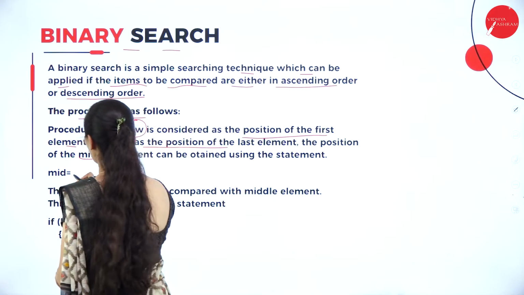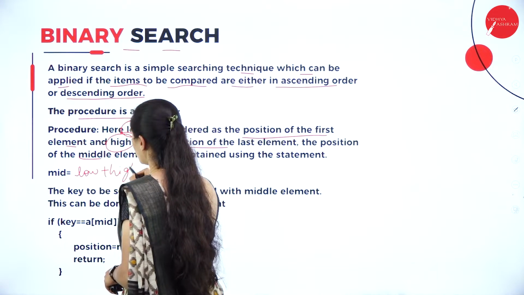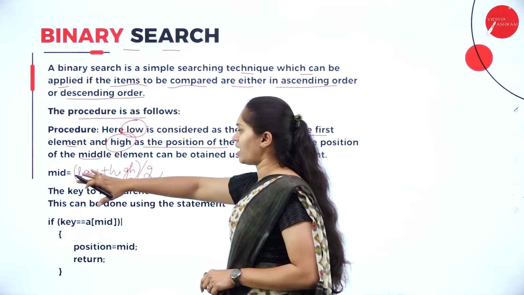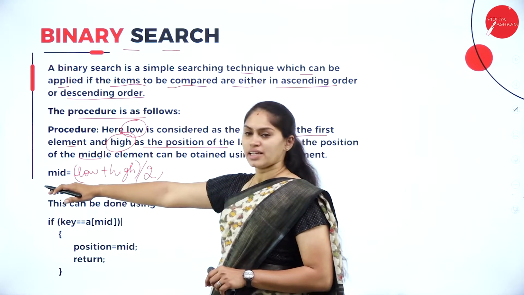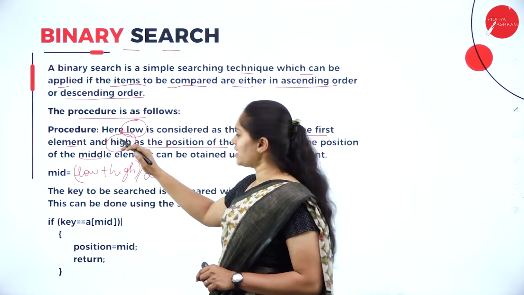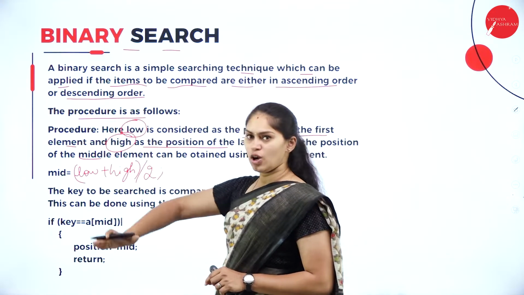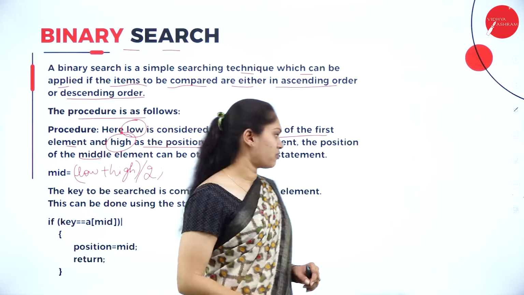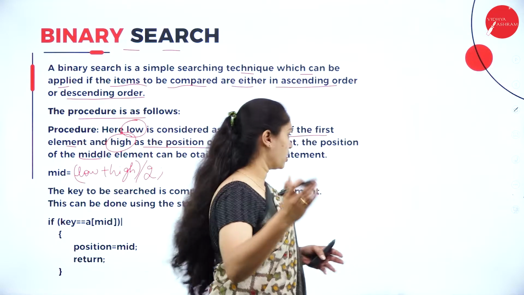For that we have a formula: low plus high, whole divided by 2. This is the formula to find the middle of an element. If I want the first element, low. If I want the last element, then high. If I want to find the middle element, I need to add low and high, then whole divided by 2. Then we'll see one extra example to make you understand how this binary search is going to work.